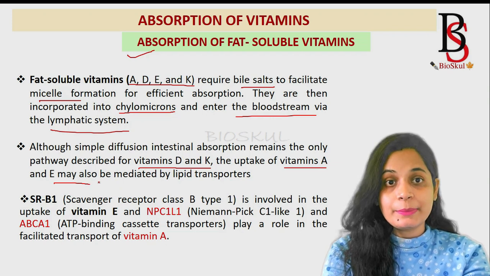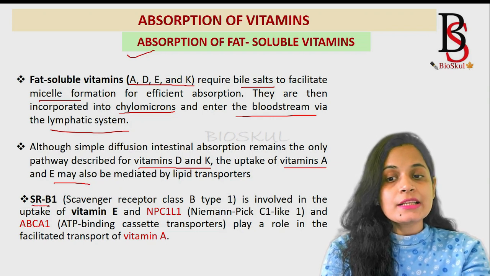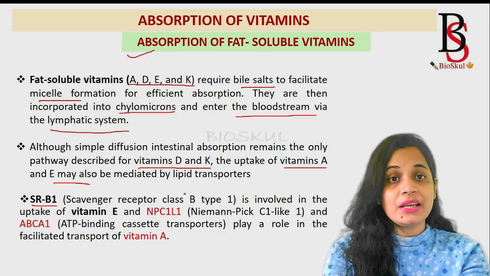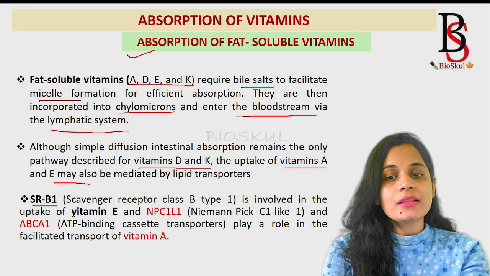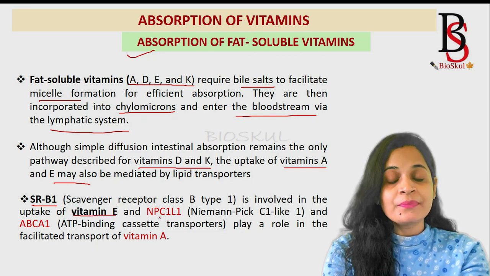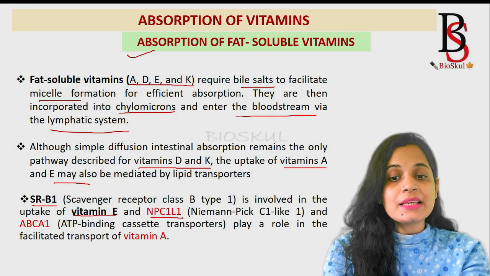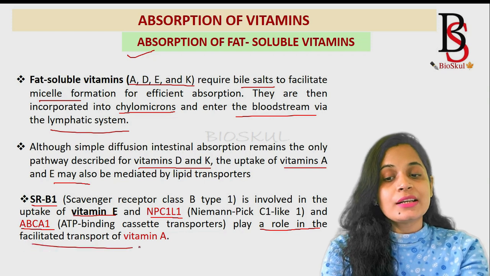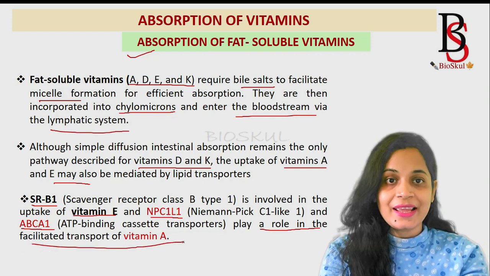Let's see what the lipid transporters are. The lipid transporter SRB1, that is scavenger receptor class B type 1, is involved in the uptake of vitamin E, while NPC1L1 and ABCA1 play a role in the transportation of vitamin A.